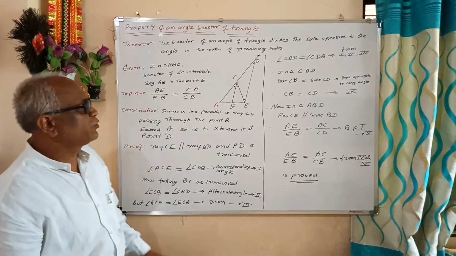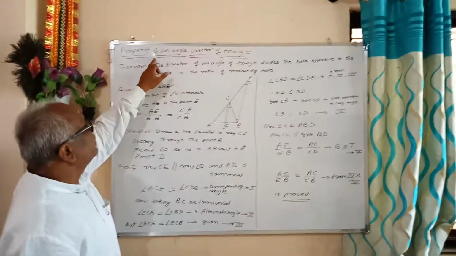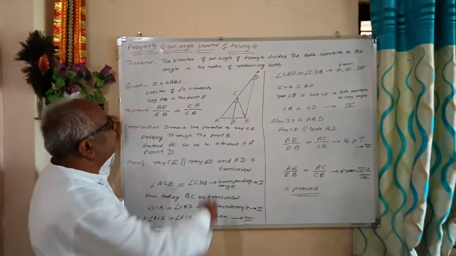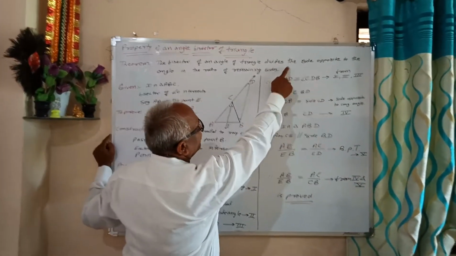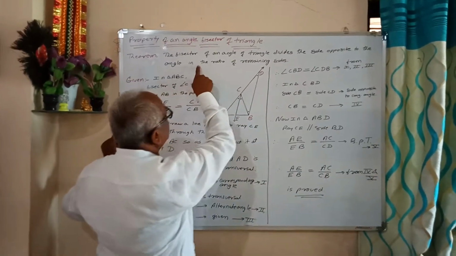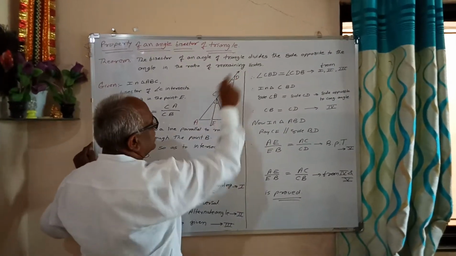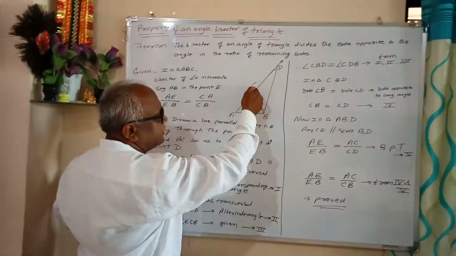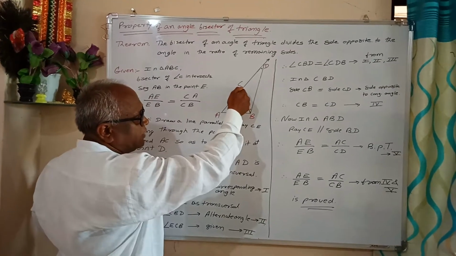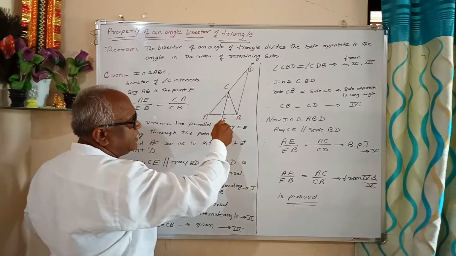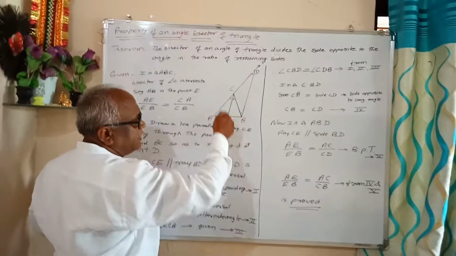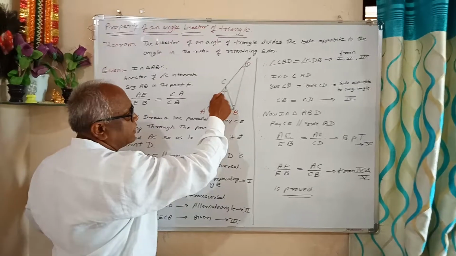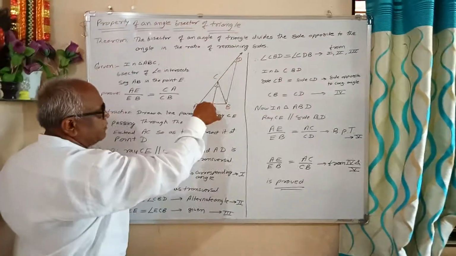After the basic proportionality theorem, we are going to see the property of an angle bisector of a triangle. Theorem: the bisector of an angle of a triangle divides the side opposite to the angle in the ratio of the remaining sides. Here one triangle is given, that is triangle ABC. From the angle C we have drawn the angle bisector, that is ray CE. That means angle ACE is equal to angle BCE. These both are equal because of the angle bisector.